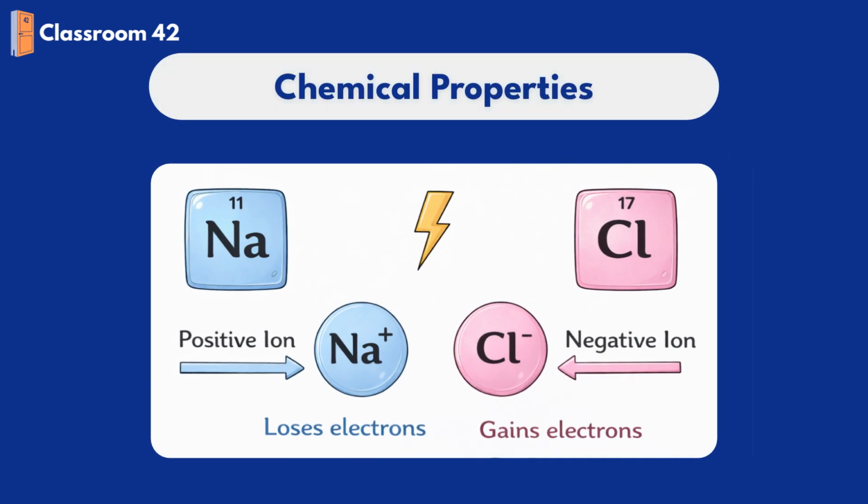Finally, metals usually form positive ions as they lose electrons, whilst non-metals tend to form negative ions as they gain electrons or share electrons.